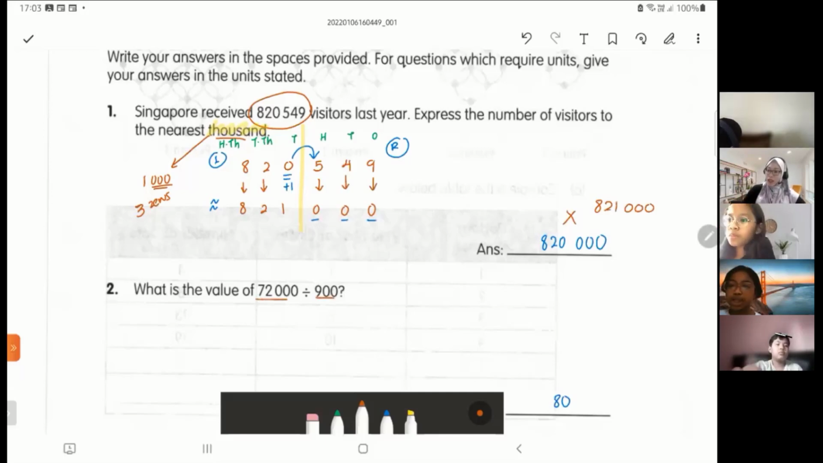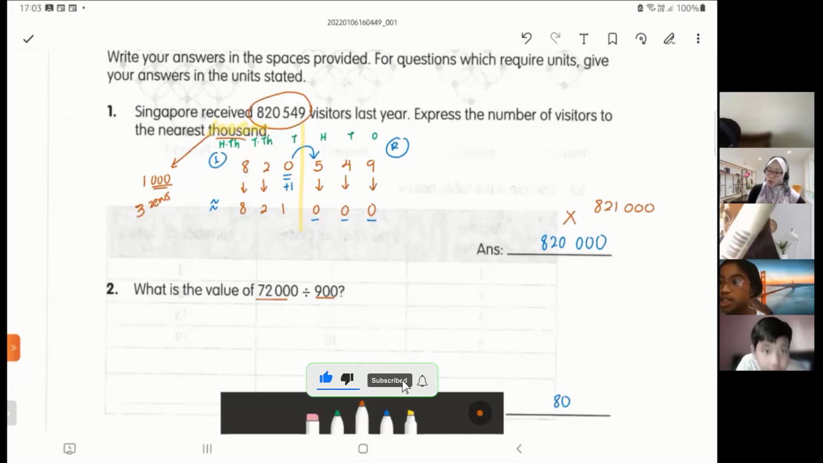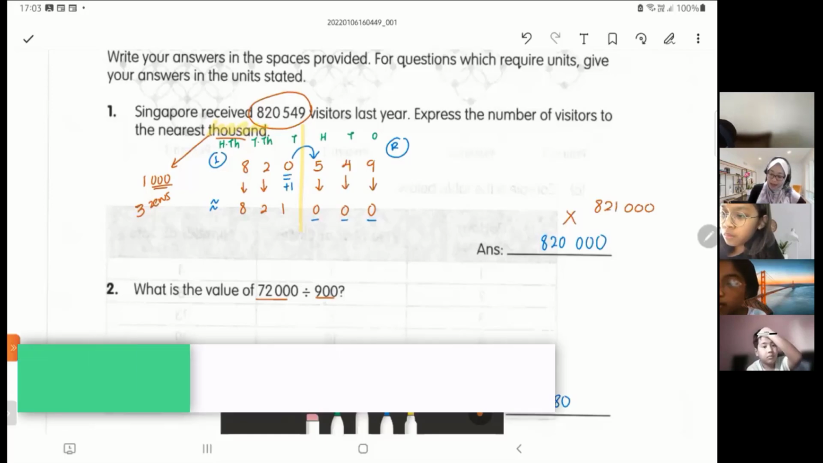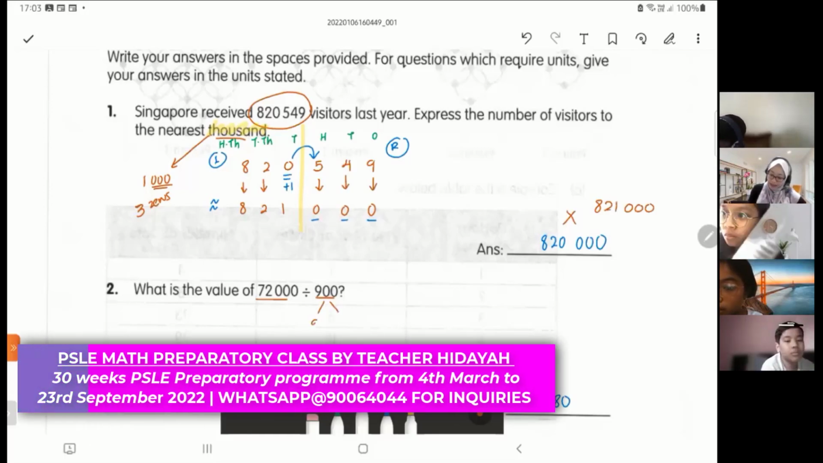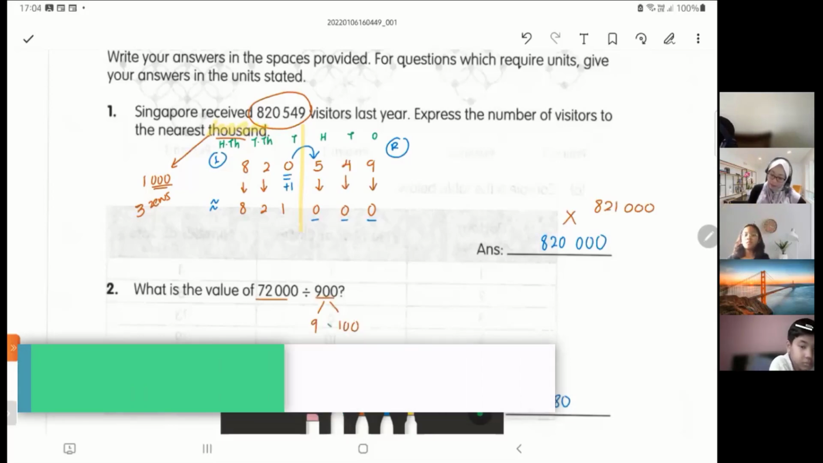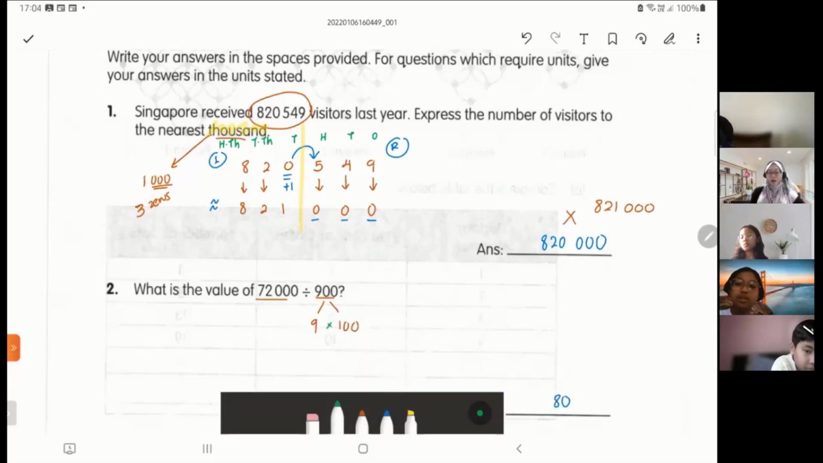Next question. What is the value of 72,000 divided by 900? For this, the number is very big, right? What I'm going to do is break up my 900 into 9 and 100, because I know that 9 times 100 gives me 900. So I'm going to work with this first. 72,000 divided by the 100 first.